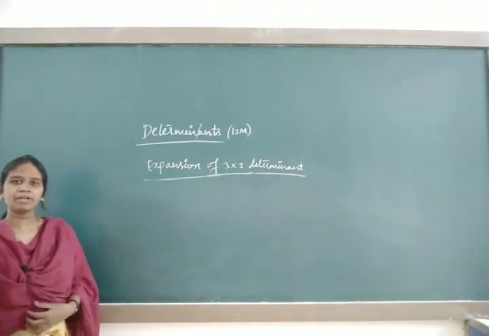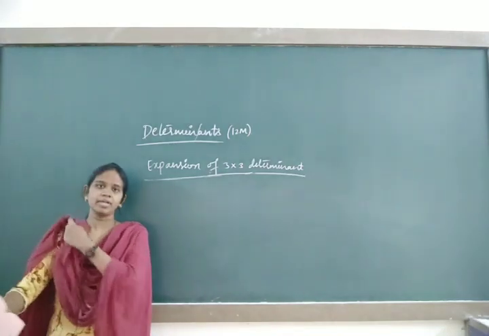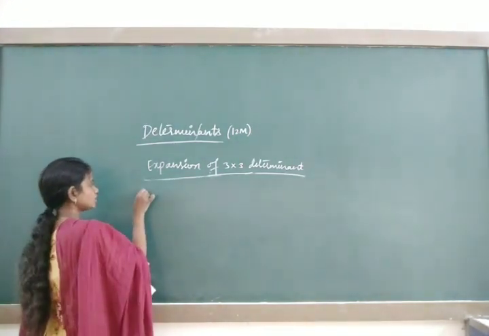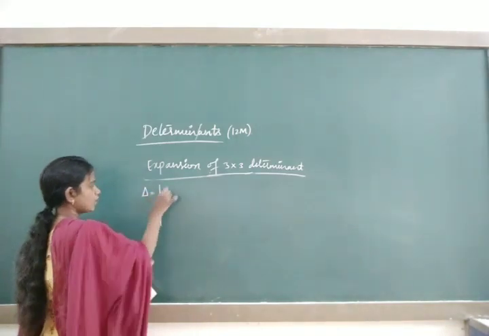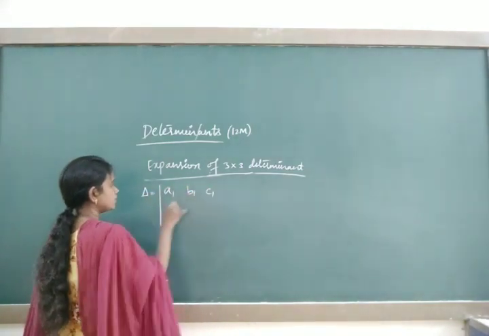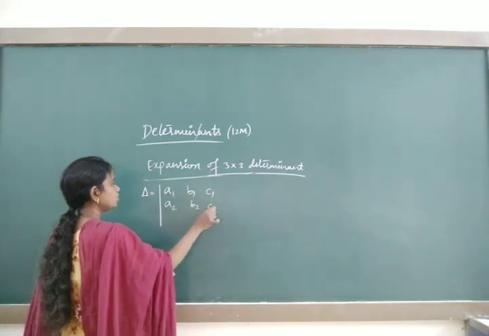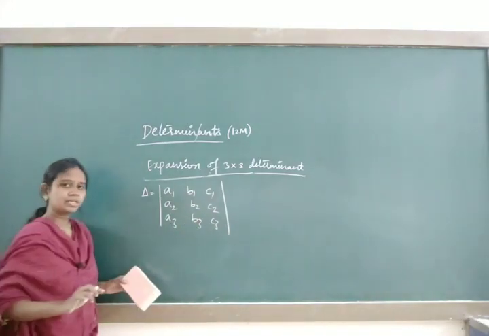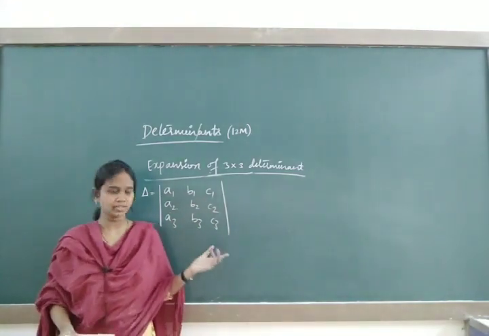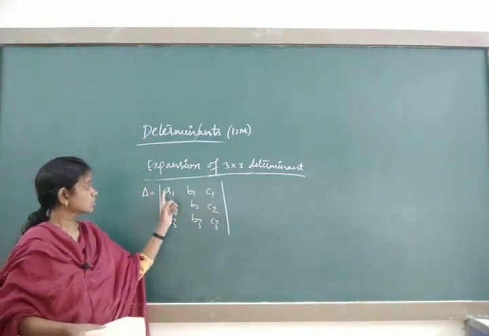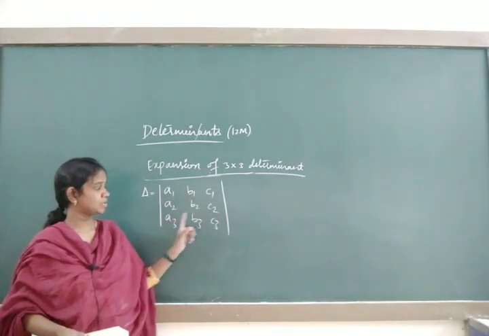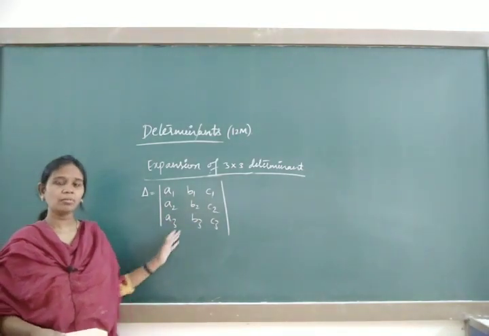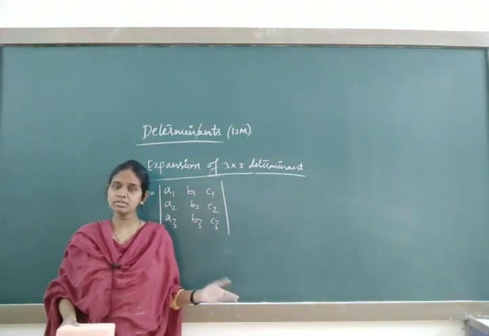Next we will take the expansion of a 3 cross 3 determinant. So how to take the expansion for a 3 cross 3 determinant? For example, if you have a determinant a1 b1 c1, a2 b2 c2 and a3 b3 c3. Determinant is possible only for square matrices. It is one of the square matrices. So how many rows? First row, second row, third row. How many columns? First, second, third, 3 columns.